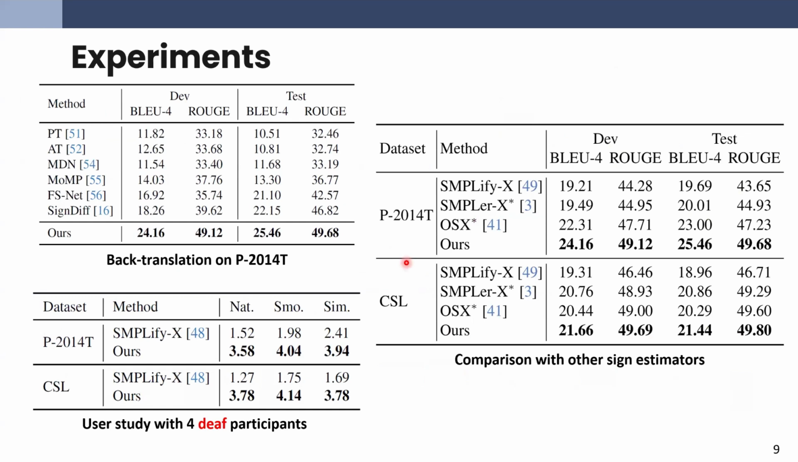And here are several quantitative results. We first adopt the widely adopted metric, back translation, and the results show that our method can achieve the highest back translation scores. After that, we also compare our sign estimator with other general 3D sign estimation methods. And finally, we conduct a user study with 4 deaf participants. Their ratings show that our method can significantly outperform the baseline on 3 aspects: the results' naturalness, smoothness, and similarity to the ground truth.